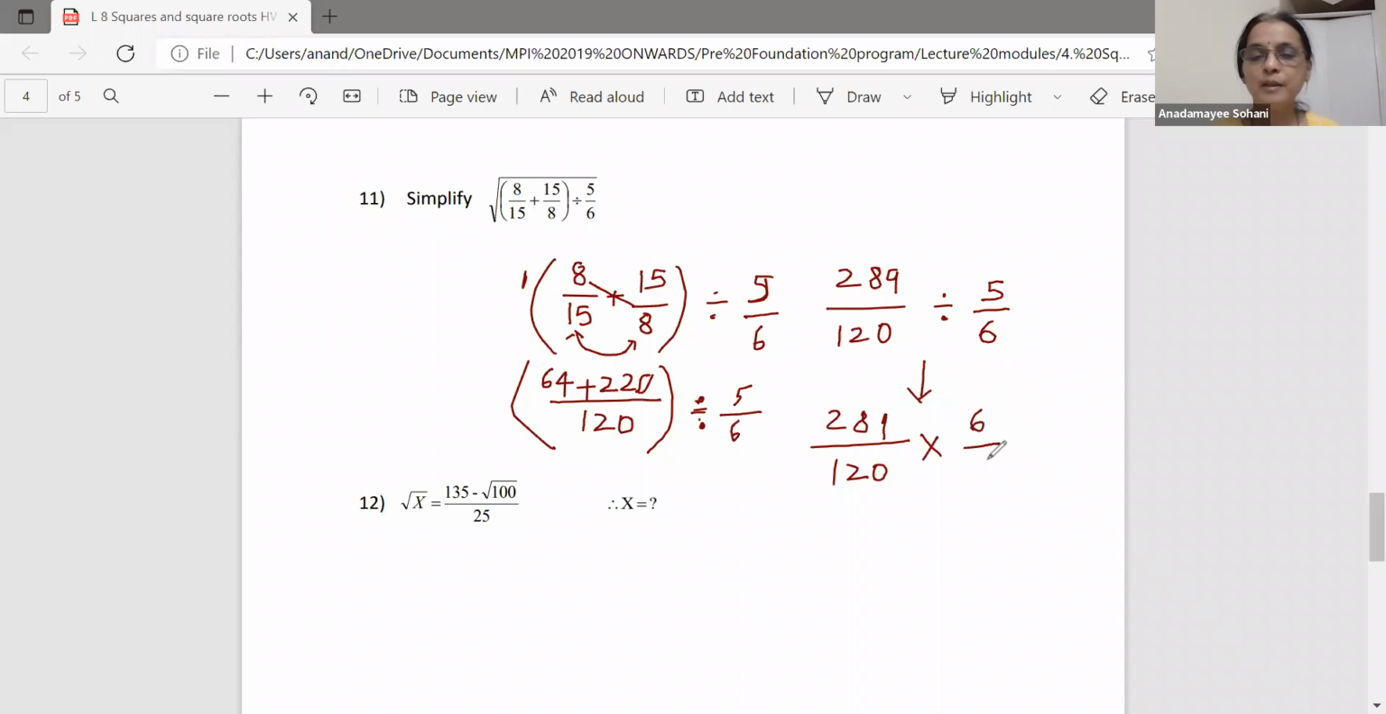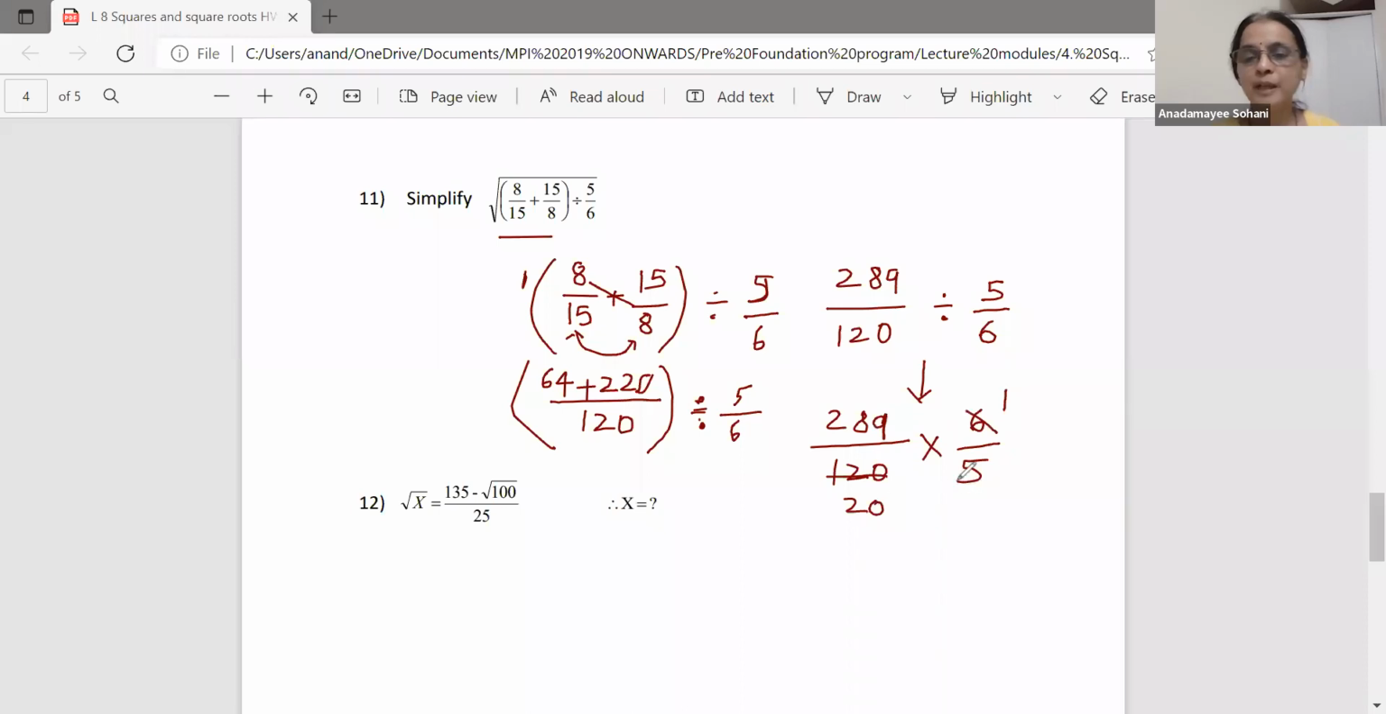See here, we have still not reached the square root thing. We are still in solving the expression only. First, we opened the bracket, then we converted division into multiplication. Now, since all of this is in the multiplication division form, I can cancel things. So 6 ones are and 6 twos are. So now I get it as 289 upon 20 into 5.